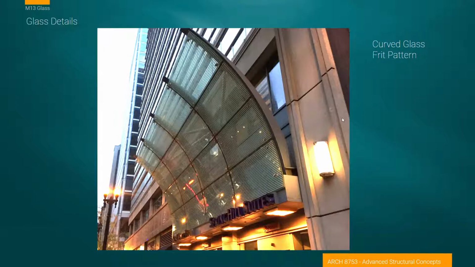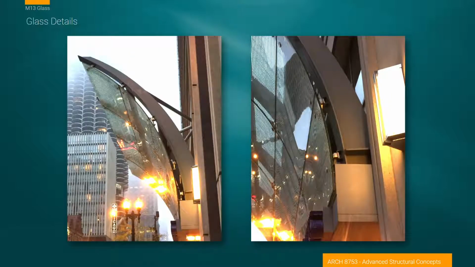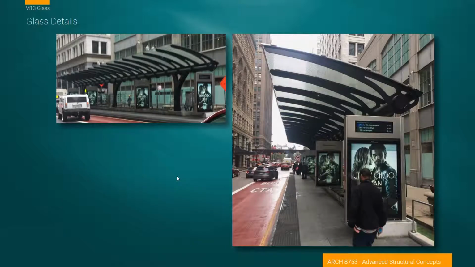Fritting, an important component of the way we work with glass. So this is both curved glass and it has a fritted pattern. These are typically ceramics that are fused to one of the surfaces of the glass. And then this massive amount of structure behind it.